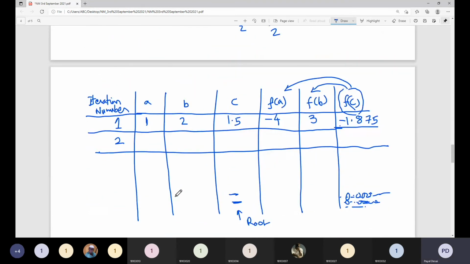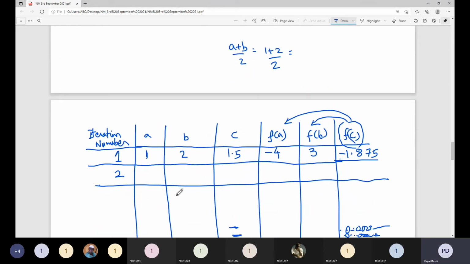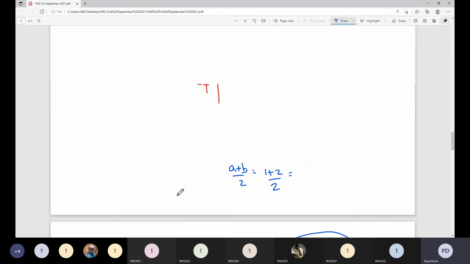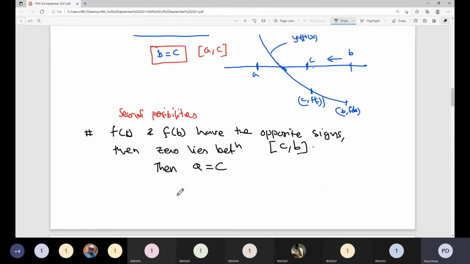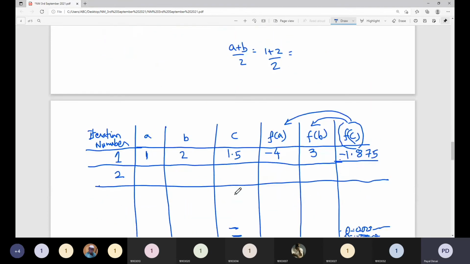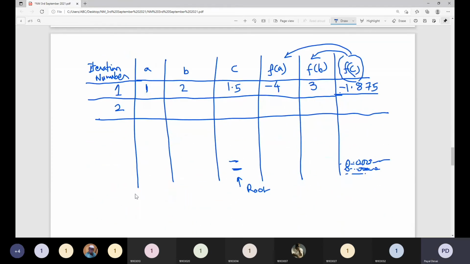Just compare FA and FC. No, they don't have opposite signs, right? They have the same sign. So compare FB and FC. That is the second possibility. If FB and FC have opposite signs, then A becomes C. Okay, so what will you write here? The value of A becomes the value of C, that is 1.5 will come somewhere here.